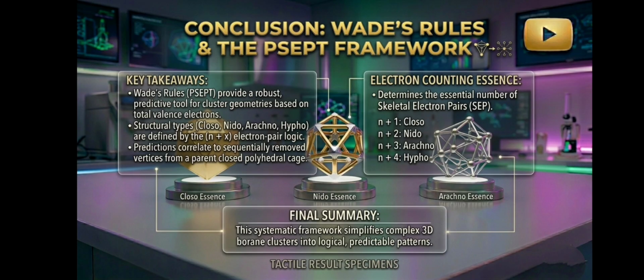Looking at our final specimens on the table, you can visualize this progression from the complete gold closed structure to the open silver arachno structure. The physical reality of these molecules is a direct result of their electronic signatures.